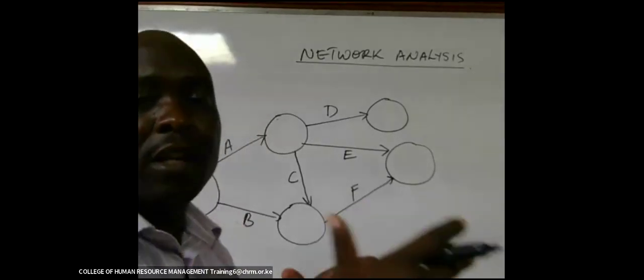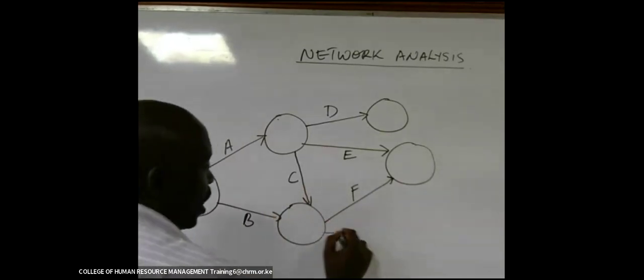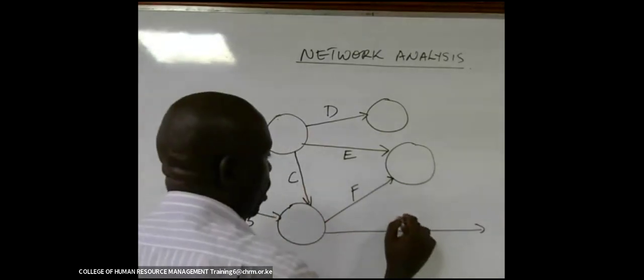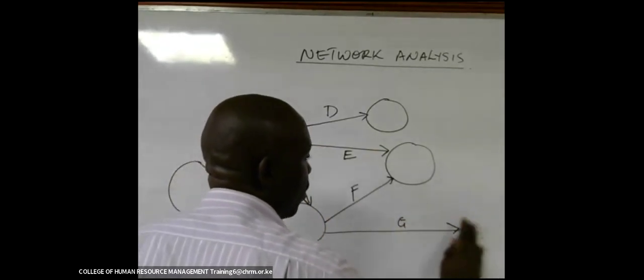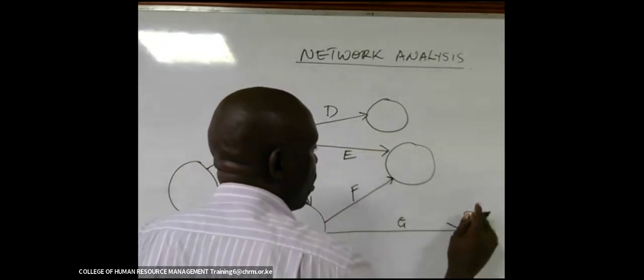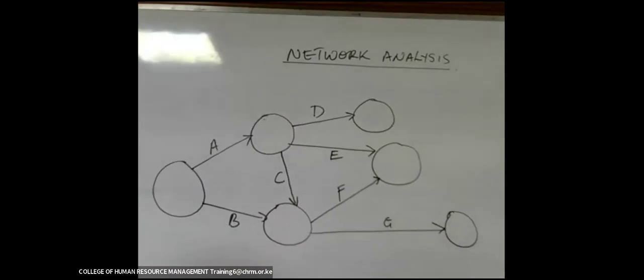It is J now that will come and meet it. It will come from B and C, and then we shall have activity G like that. That is activity G. Good.